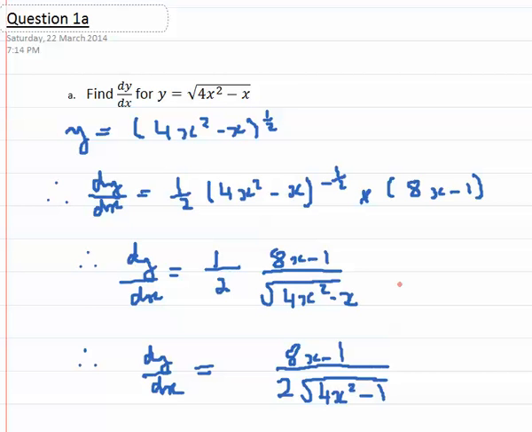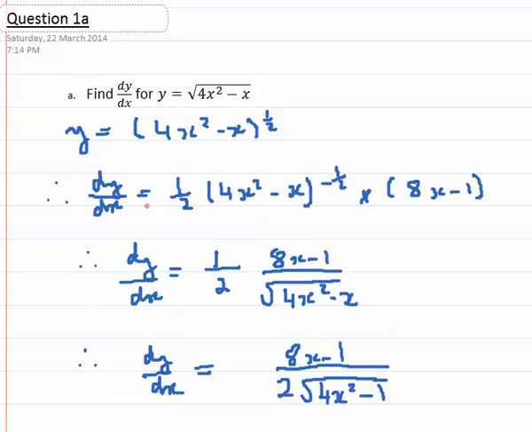1a is asking us to find the derivative of the square root of 4x squared minus x. The first thing to do is to rewrite this in what I call calculus friendly form, that is, using indices where possible. We know the square root of anything is that thing raised to the power of a half, and that's all I've done here. No calculus involved, just writing it in index form.